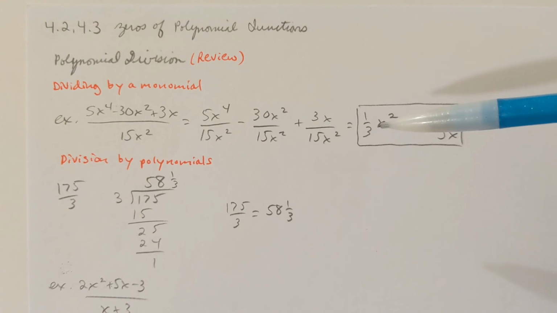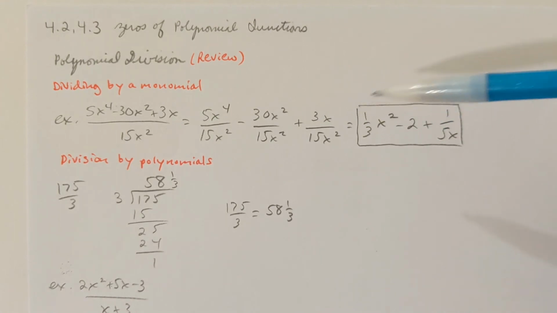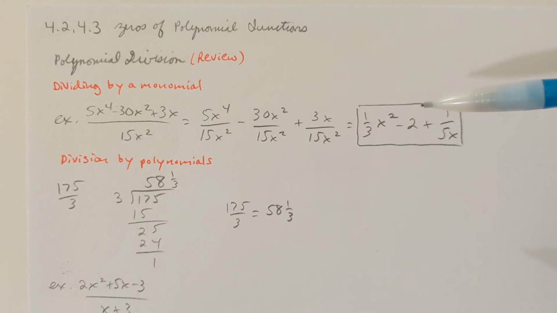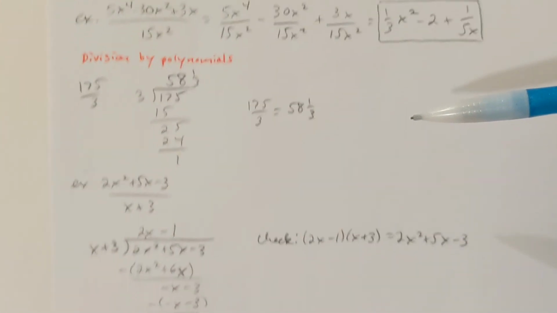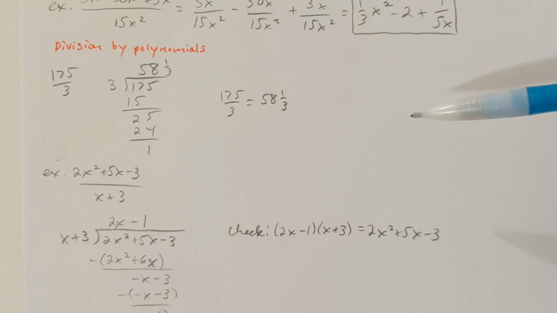Dividing a polynomial by a monomial, I don't think is so bad. Okay, all you do is split up the polynomial into the number of terms that there are, and then divide each of the terms by the monomial. Division by polynomials is a bit different, though.